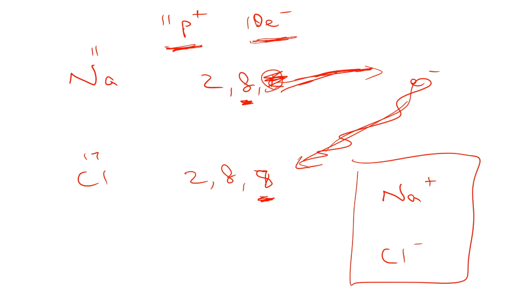Now, in terms of naming, positive ions, we don't change the name. Sodium becomes the sodium ion. But if there is a negative charge, we finish with IDE. So this is actually not the chlorine atom, it is the chloride. Okay, so the positive ions we leave the same. We have the sodium ion, but the negative ones we change the name to have IDE, chloride.